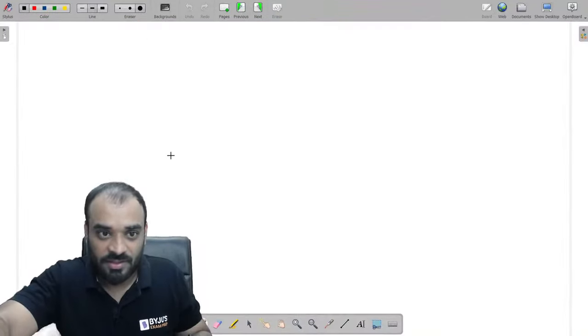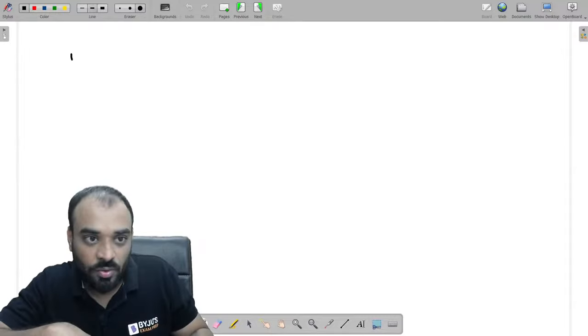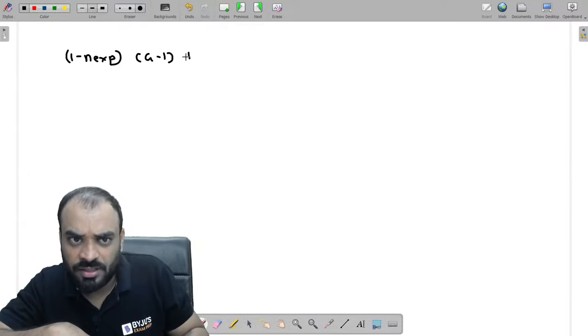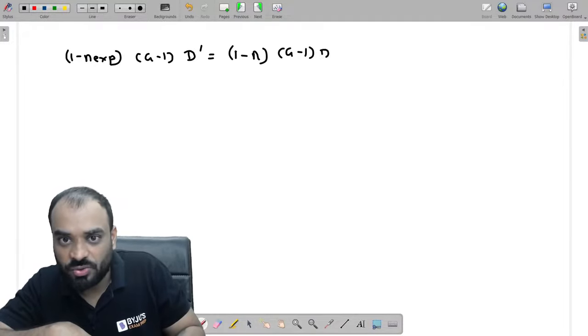Thank you so much. Let's calculate it further. So you know, guys, the relation is there: (1 minus theta expanded) multiplied by (G minus 1) into d dash is equal to (1 minus theta) bracket (G minus 1) into d. This is the relation, guys, which you have to use.